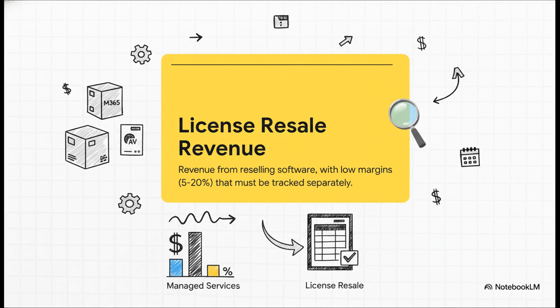Finally, and oh man, this one is sneaky, is license resale. You resell Microsoft 365 or antivirus software. It might even be billed monthly, but the margins are razor thin. We're talking 5 to 20%. If you lump this in with your high-margin managed services, you are completely distorting your company's true profitability. It absolutely has to be tracked separately.